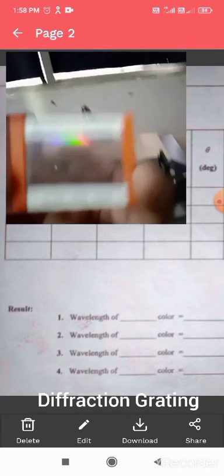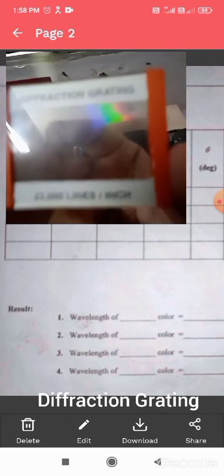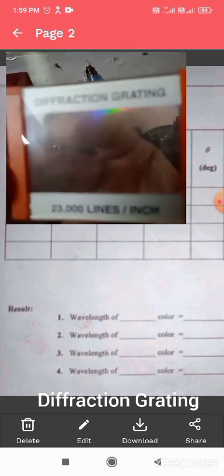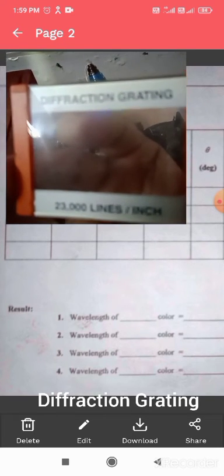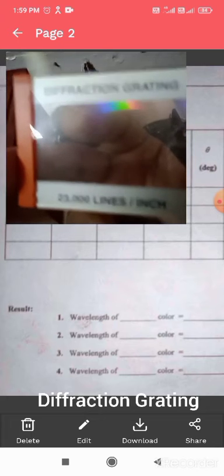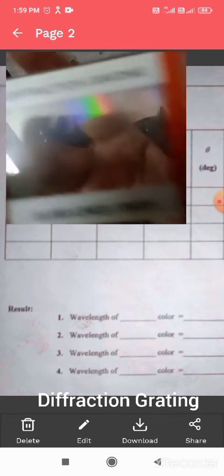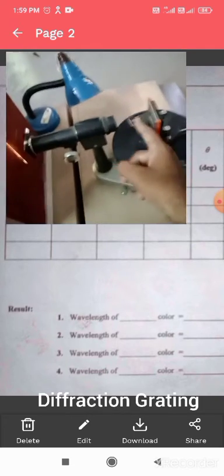How many lines are there? 23,000 lines per inch. That is, within 2.54 centimeters there are 23,000 lines. These lines are drawn by using a diamond point. When light is incident on this glass plate, light will not pass through these lines, but light can pass through the space between the two lines. So there are 23,000 slits. You have to keep it on the prism table so that it faces perpendicular to the collimator.